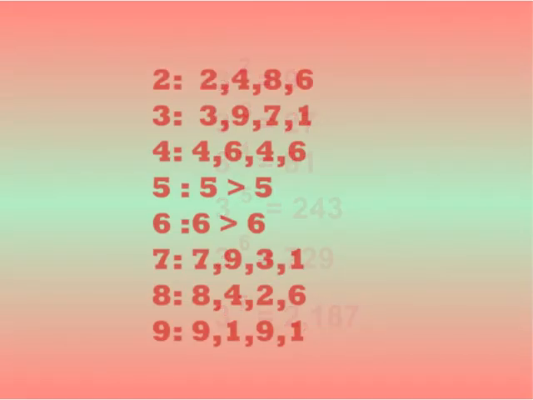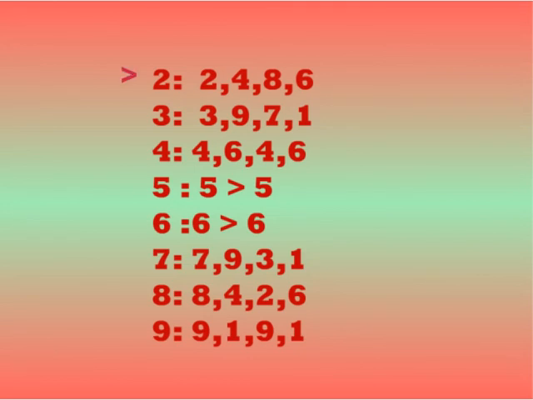And as I said, a pattern applies to all the digits. 2 goes 2, 4, 8, 6. 3 is 3, 9, 7, 1. 4 repeats 4, 6, 4, 6. A number ending in 5 when raised to a power stays 5. Same thing with 6. A number with 6 in the units digit raised to powers is always going to have a 6 in the units digit. 7 goes 7, 9, 3, 1. 8 is 8, 4, 2, 6. 9 is either 9 or 1: 9, 1, 9, 1.